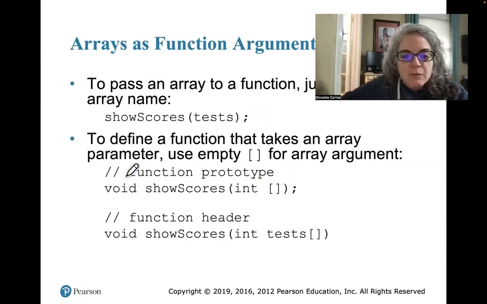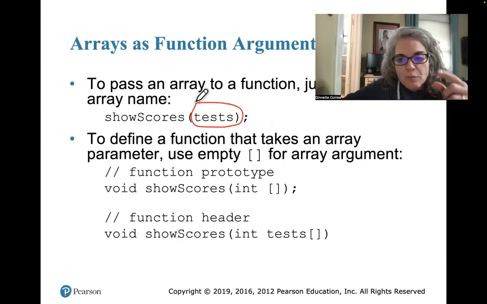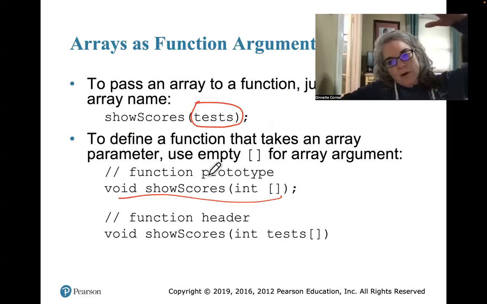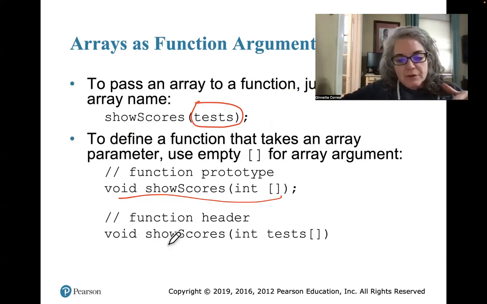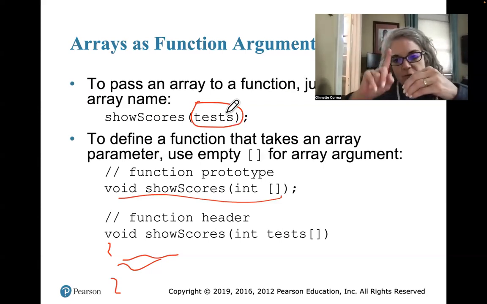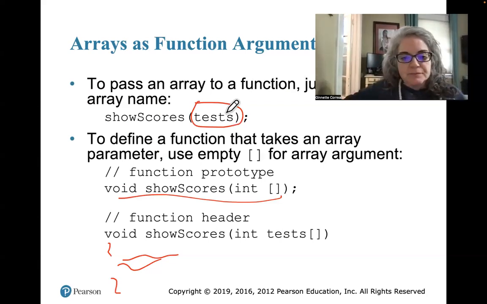What that means is that when you pass an array, you just pass the name of it. You don't pass the brackets. You define it in your prototypes with the brackets like this, but when you pass it, you just pass the name of it. So this is the prototype. This goes above main. This is the header, where you define your function and say all the stuff that this function is going to do. This is passing it. You're just passing the address to the first element. That's all you have to do.